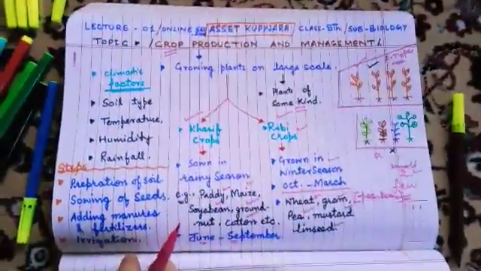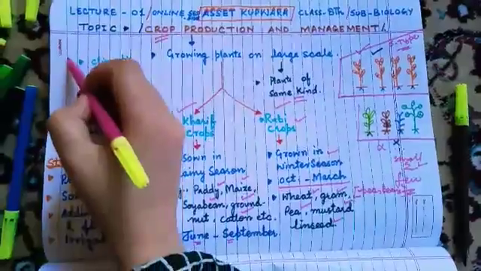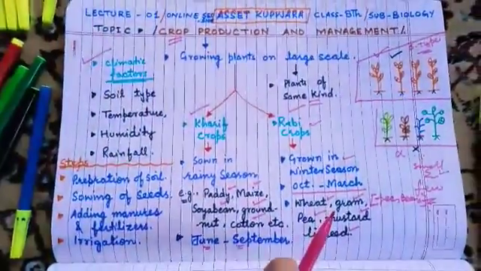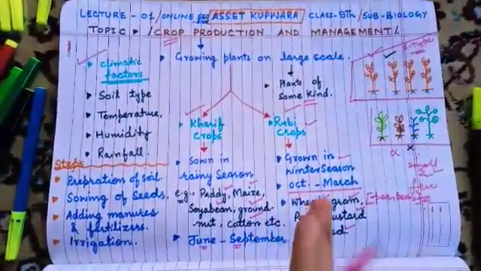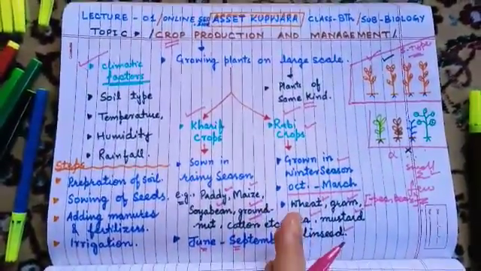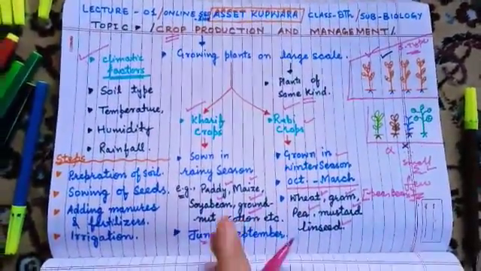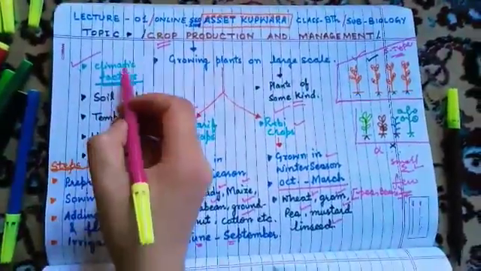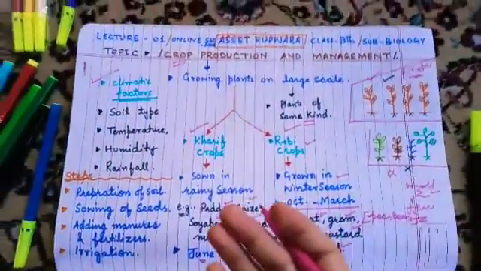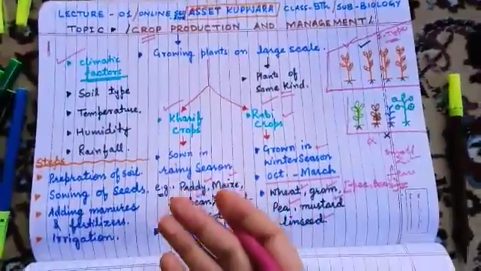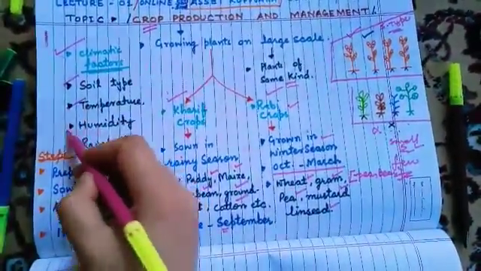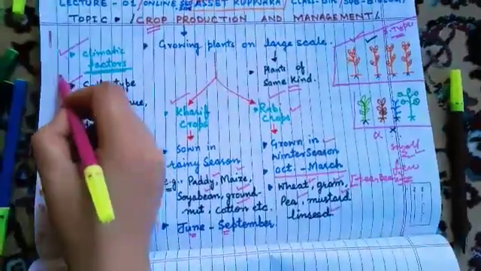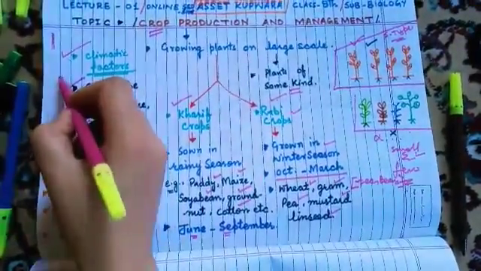Now we will see why these crops are grown in different seasons, because different seasons have different temperatures and different climates. First, you will remember the climatic conditions, what climatic factors are: soil type, temperature, humidity, rainfall. This is different for different crops.